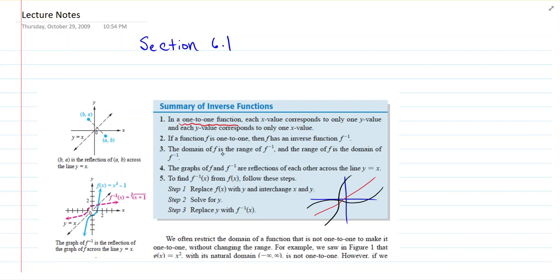The domain of f is the range of the inverse, and the range of f is the domain of the inverse. So they literally just switch places. They're reflections of each other across the line y equals x.